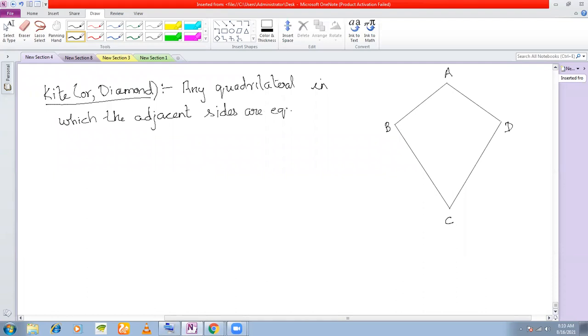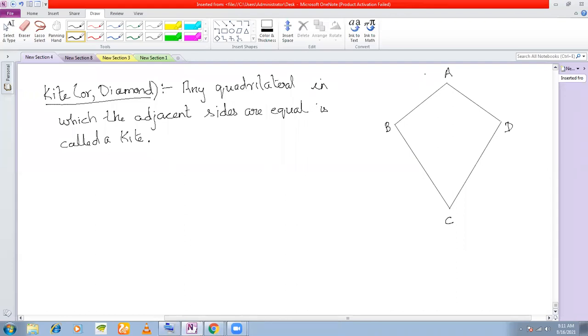Any quadrilateral in which the adjacent sides are equal is called a kite. Now, what do you mean by this adjacent sides? If you see the sides AB and AD, these two sides are adjacent. If you remember, when I was discussing polygons, I had told you what you mean by adjacent sides. The adjacent sides are those which share a vertex, right? Which have a vertex in common.